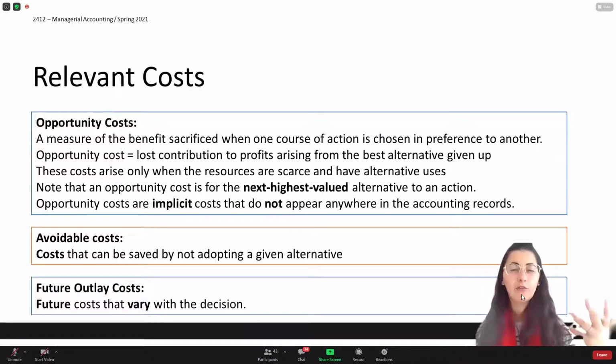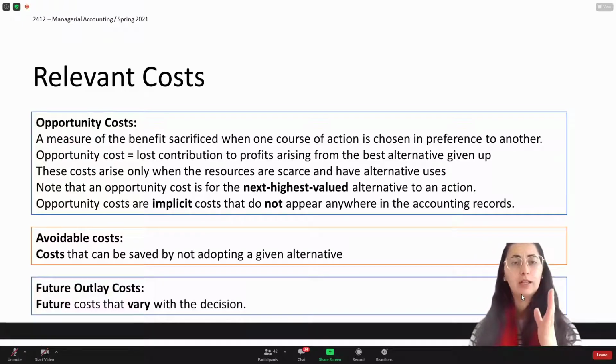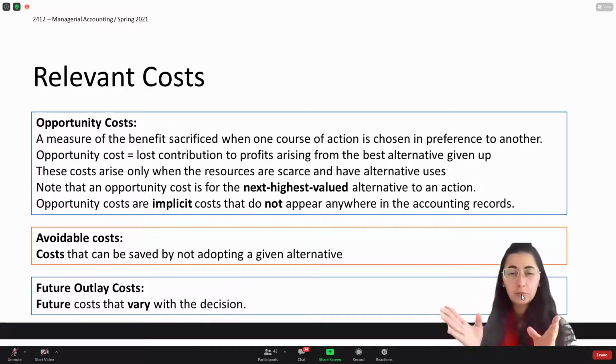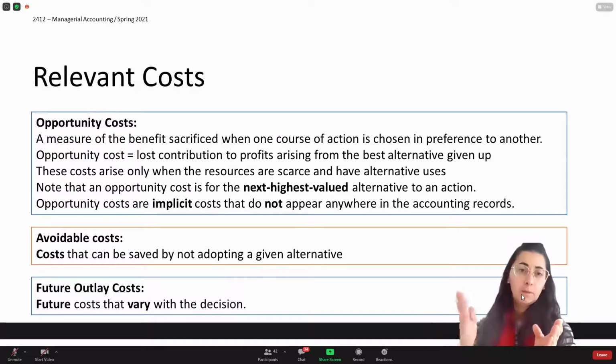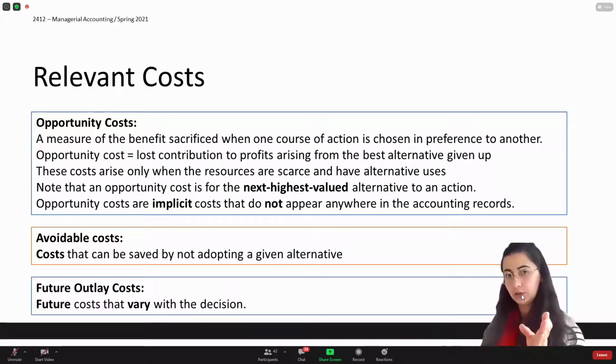Then we have avoidable costs. Avoidable costs, these are also relevant costs, and these are costs that can be saved by not adopting a given alternative. So if I choose to produce product A, I'm not producing product B, but when I produce product B, I would be using materials that were specific to product B, but because I'm not producing product B, I can avoid these costs. So I will not need to buy the materials needed to produce B because I'm not producing B. Okay, so these are avoidable costs.